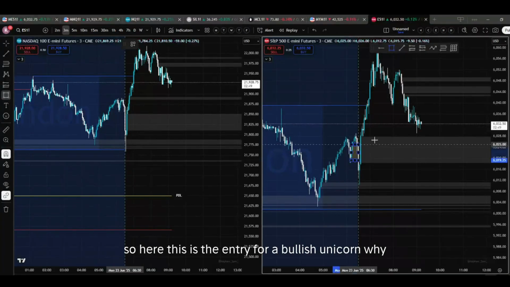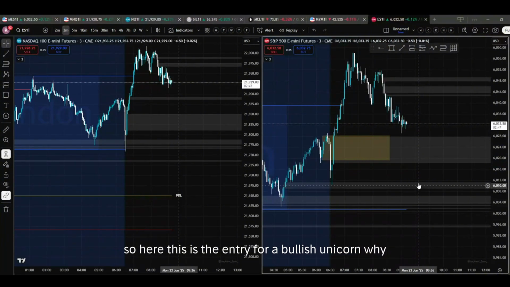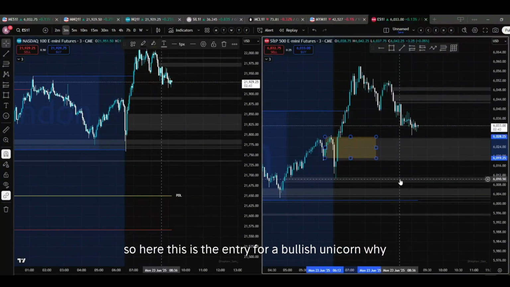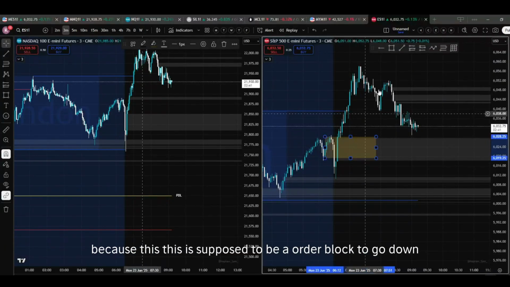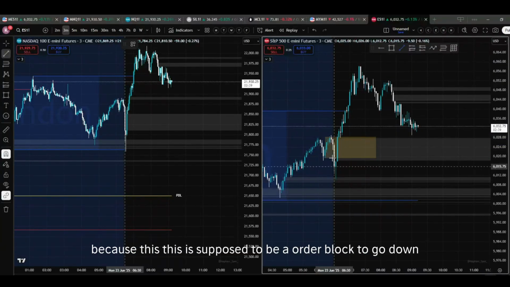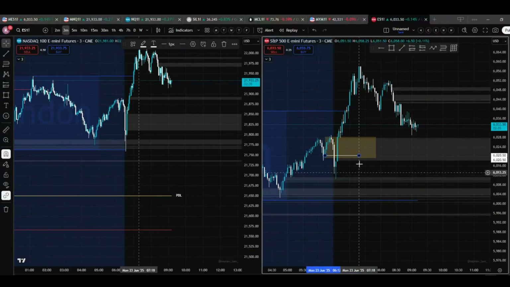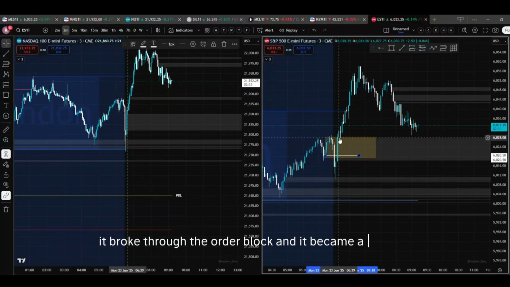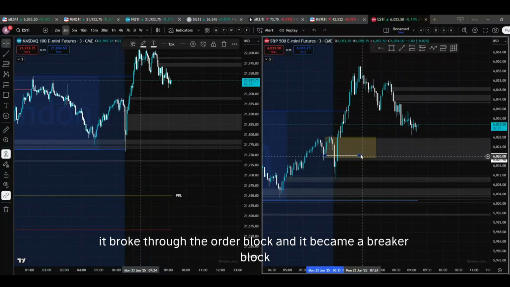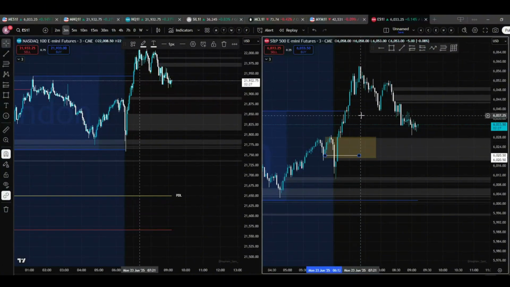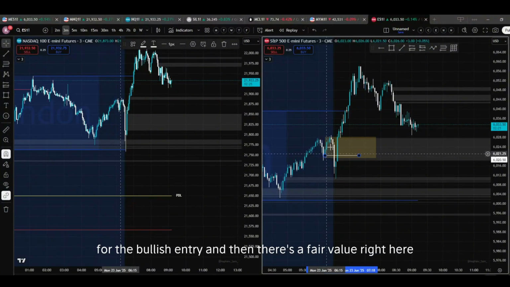So here, this is the entry for a bullish unicorn. Why? Because this is supposed to be an order block to go down. But what happens? It broke through the order block and it became a breaker block. So this became a breaker block instead for the bullish entry. And then there's a fair value gap right here.